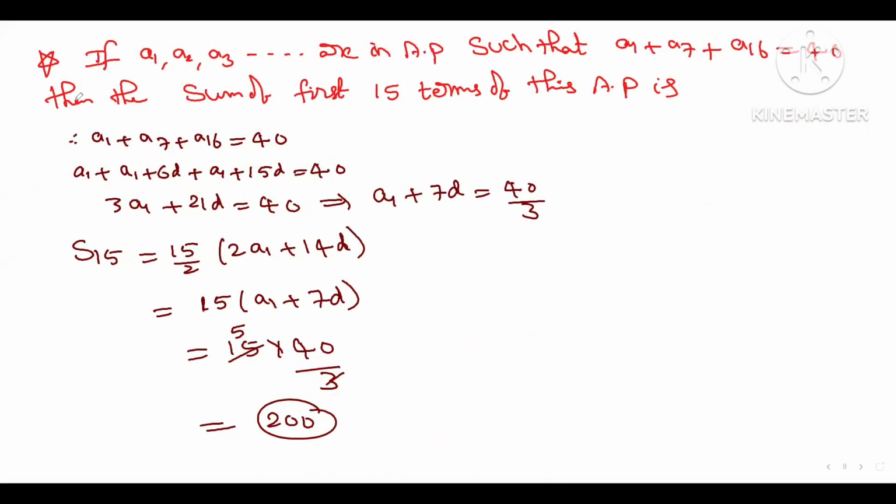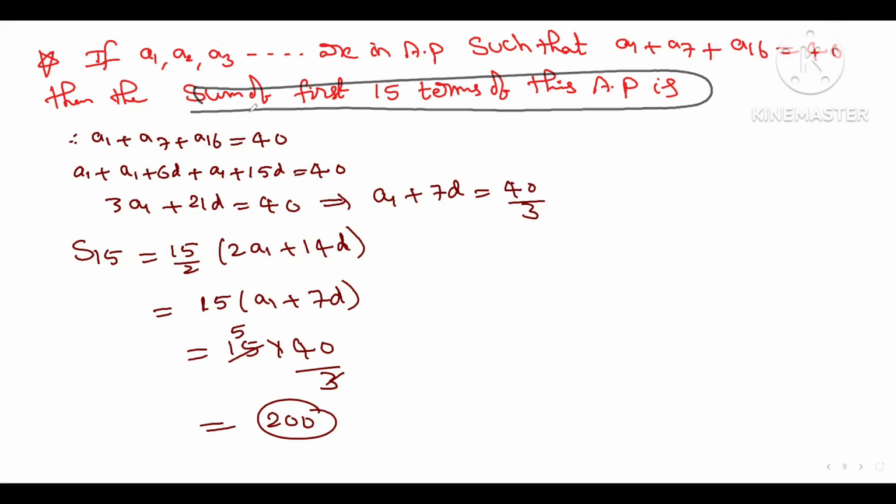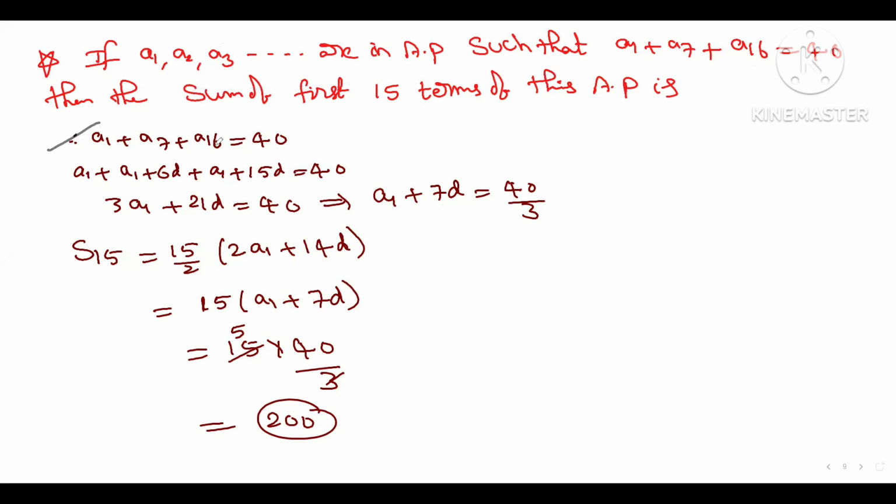So now moving to the next question. In the statement, A1, A2, A3 are in AP such that A1 plus A7 plus A16 value is 40, then find the sum of the first 15 terms of this AP. Okay. So A1 plus A7 plus A16 is equal to 40. A1 is the first term. A7, the seventh term, is A1 plus 6D. A16, A1 plus 15D, is equal to 40. How many A1s are there here? 3 A1s. 6D plus 15D, 21D is equal to 40.